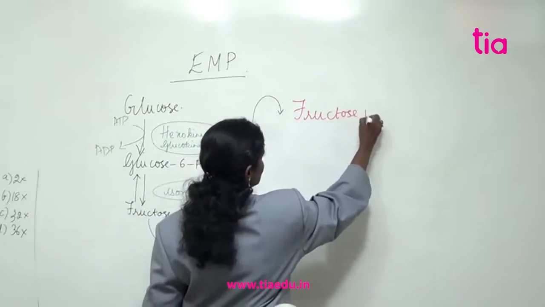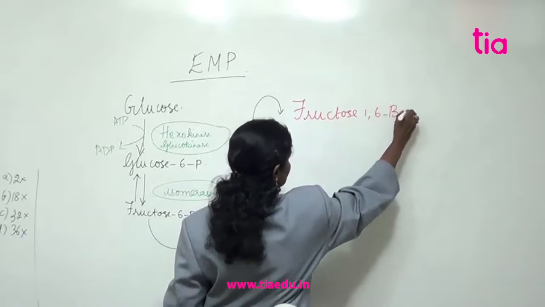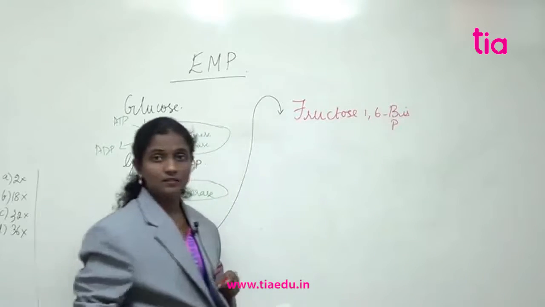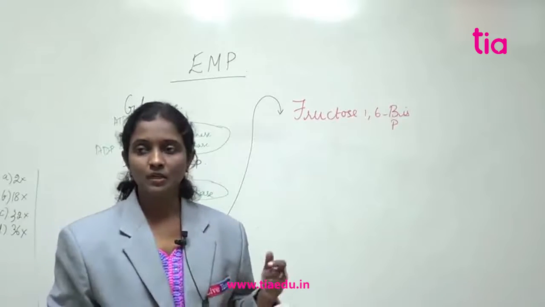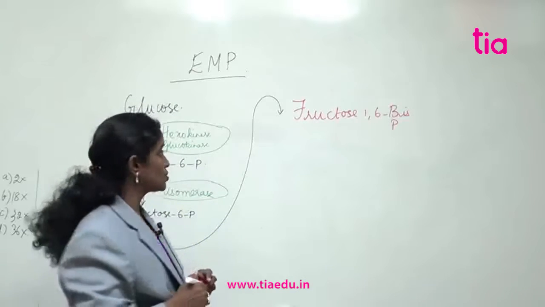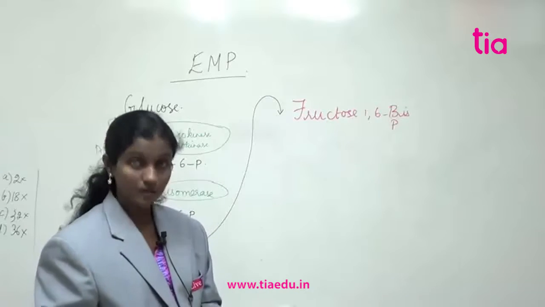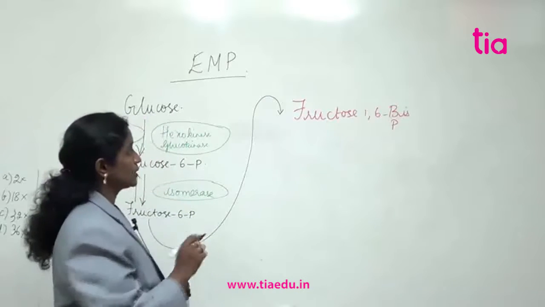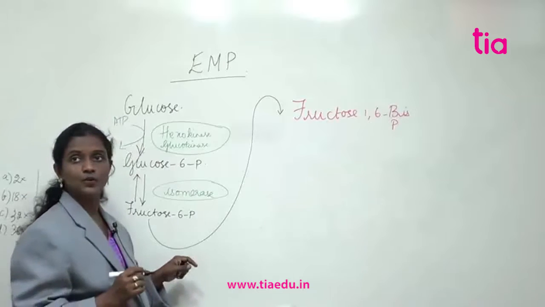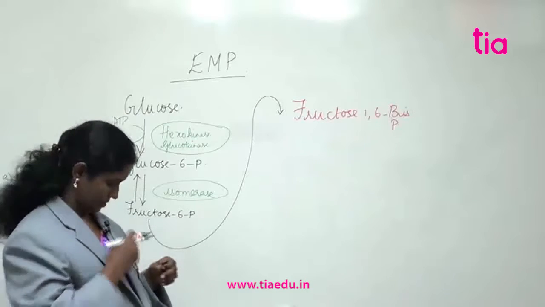Fructose 1,6-bisphosphate. Is this clear? Is this visible? Okay. Fructose 1,6-bisphosphate. If it is not visible, you can tell me. So fructose 1,6-bisphosphate.